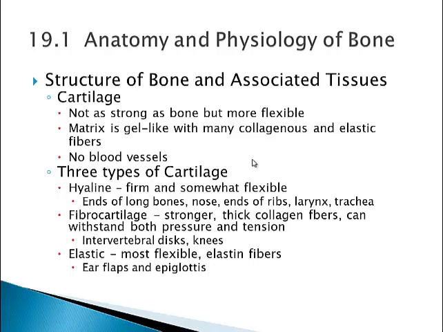The final type of cartilage is elastic cartilage. Elastic cartilage is the most flexible, made almost entirely of elastin fibers. This type of cartilage is going to be found in the ear flaps and the epiglottis.